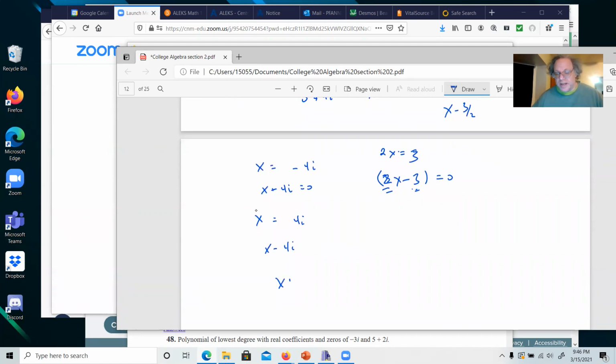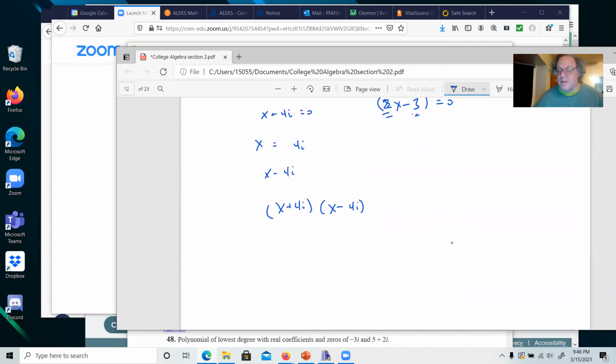So what we're going to do is take x plus 4i and x minus 4i, and we're going to FOIL this out and see what happens. Okay, so we get x squared, plus 4ix, and then minus 4ix. That's why we chose conjugates, so that these terms go away. And then we have minus 16i squared. But you know what happens with i squared, right? I squared is really negative 1. So negative times negative is positive, and these two terms cancel out. Okay. So the polynomial I would build would look like x squared plus 16 times 2x minus 3.